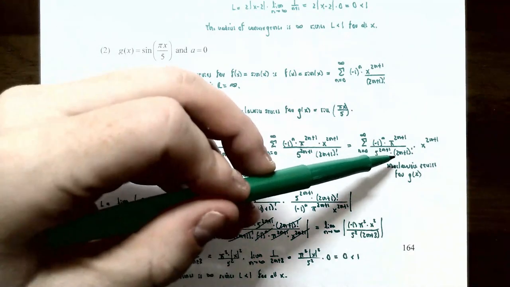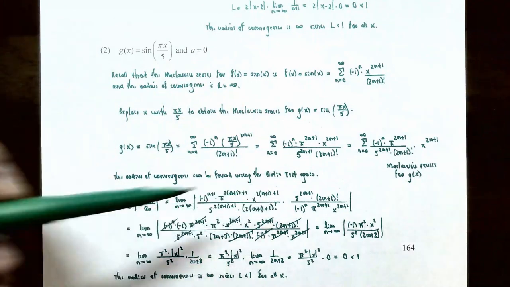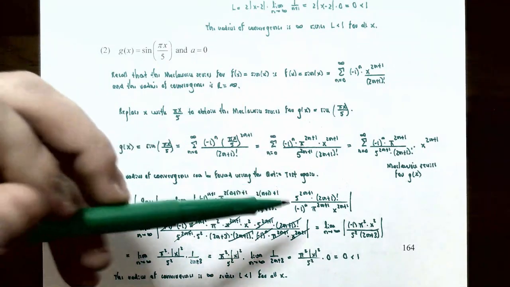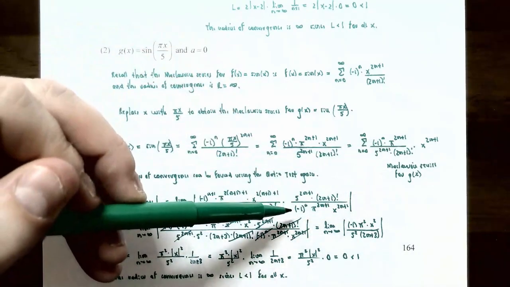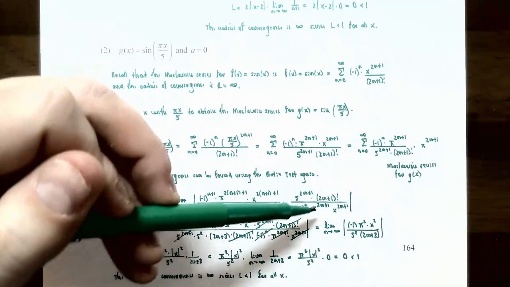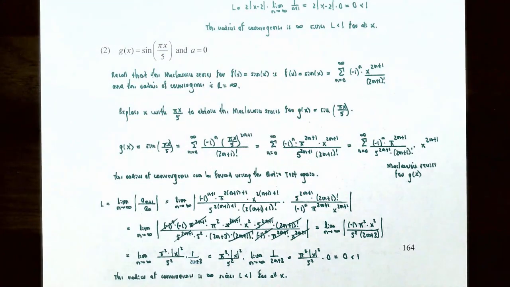You have (2 times (n plus 1) plus 1) in parentheses, and then factorial, times the reciprocal of your nth term. So that would be 5 to the 2n plus 1 times (2n plus 1) factorial, divided by negative 1 to the n, pi to the 2n plus 1 times x to the 2n plus 1. That's in the denominator of the fraction. So we need to do a lot of simplifying inside the absolute value to find out what the limit is, so we can actually understand what the ratio test tells us.